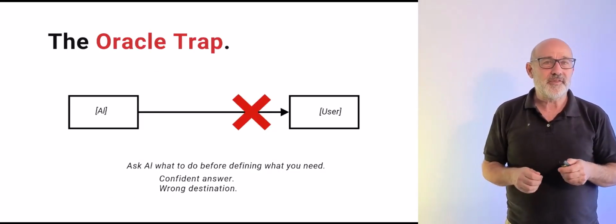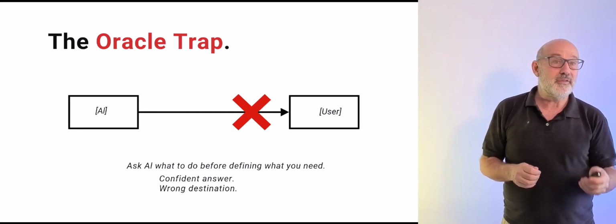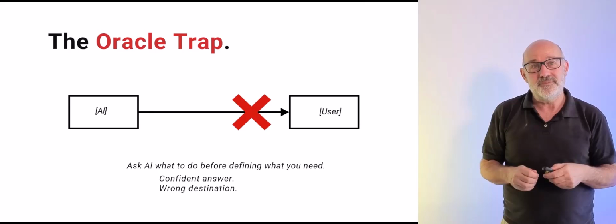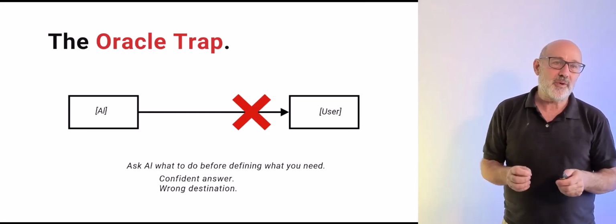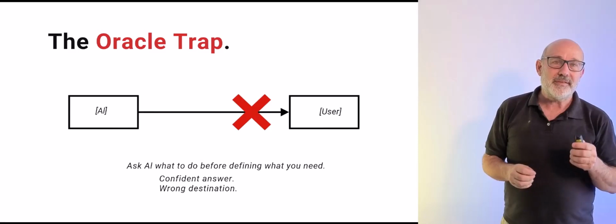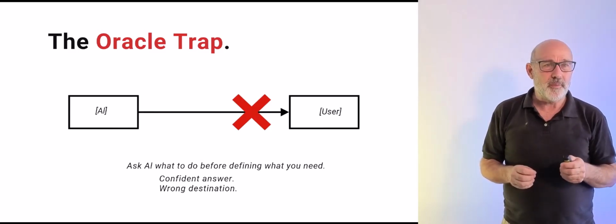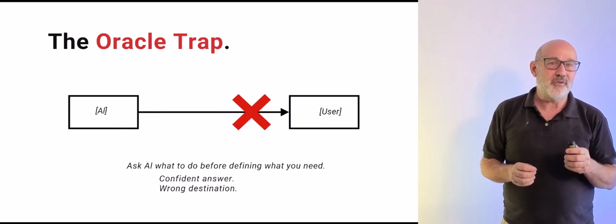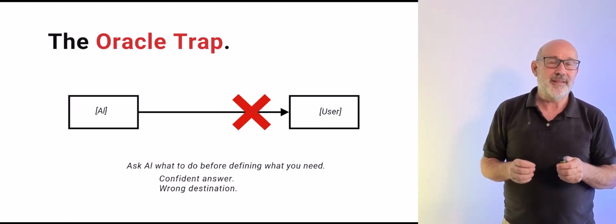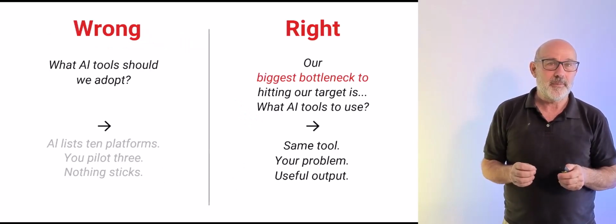The Oracle trap is simple. You ask the AI what to do before you define what you need. The AI answers confidently. The answer is reasonable. You follow it. And somewhere downstream, the output fails to connect with anything real in your organization. Because the AI was not working on your problem. It was working on the most likely version of your problem, based on every similar question it has ever seen. That's not the same thing.